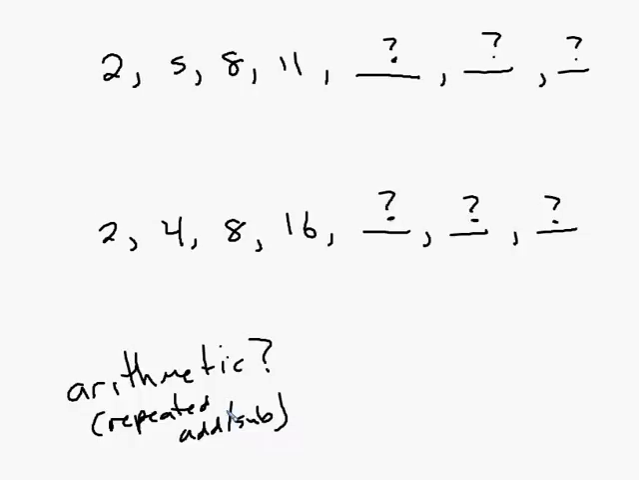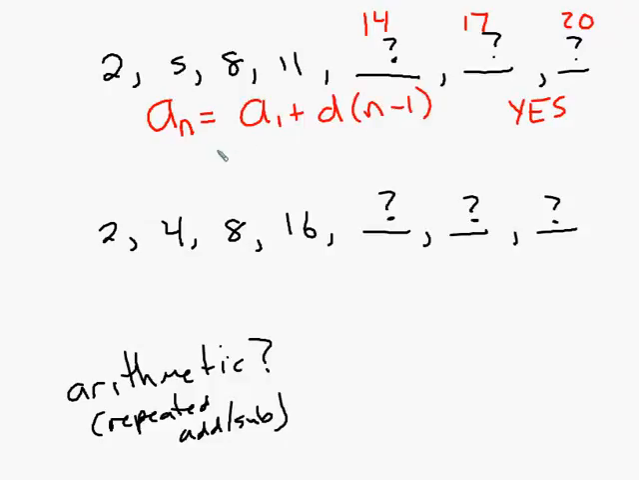All right, what'd you get for the first three blanks of this one? 14, 17, 20. Is that arithmetic? Yes. So that means we can write our arithmetic formula. A sub n equals, now it's my first term. What's my first term? 2. So it's going to be 2 plus, what's my common difference? How much was I adding each time? 3. And this is my arithmetic formula.